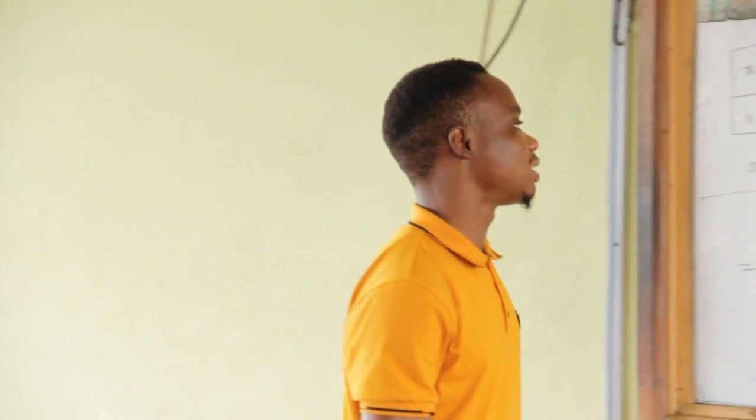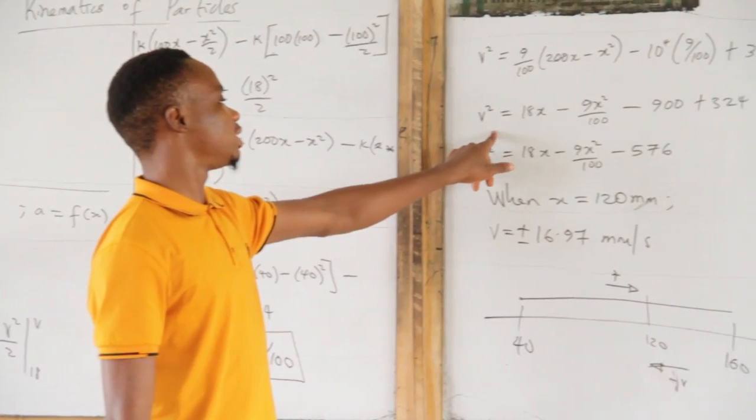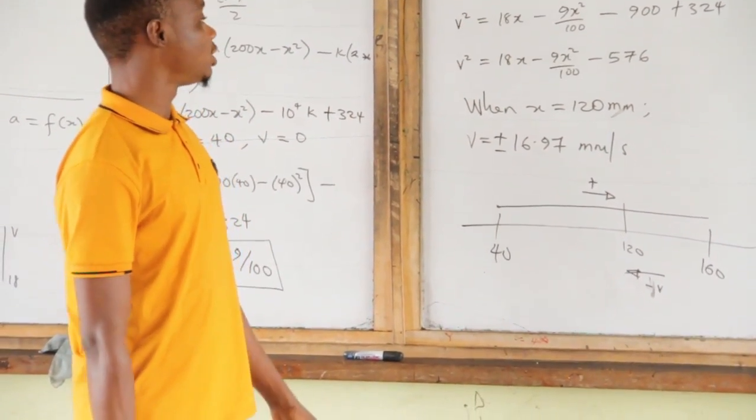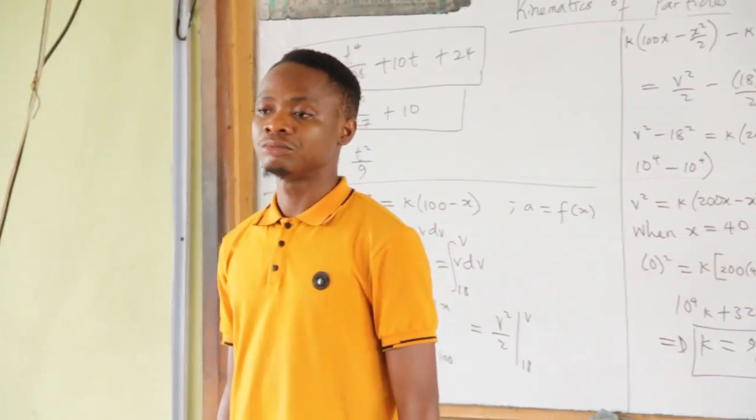But if the velocity at that point were different, what would be the value? That means the only implication will be in obtaining this velocity, that is, the constant of proportionality that we got would have a different value. Do you understand that?